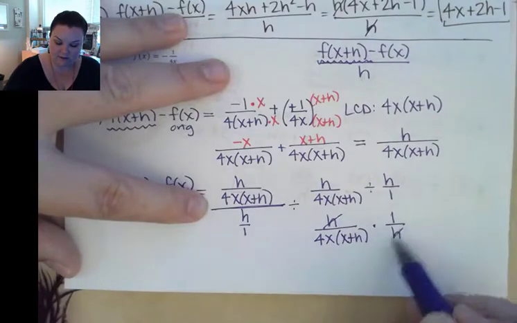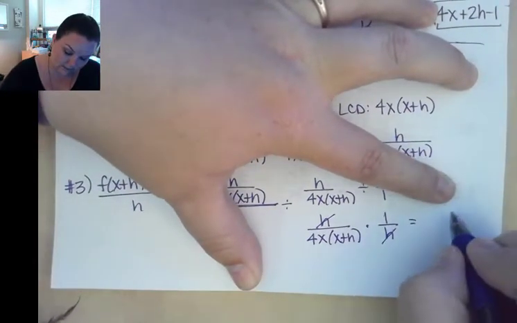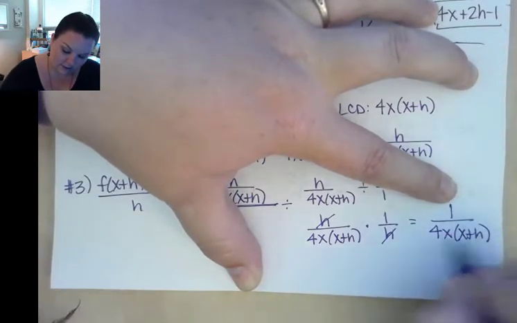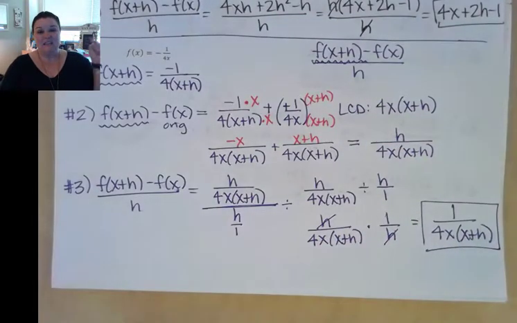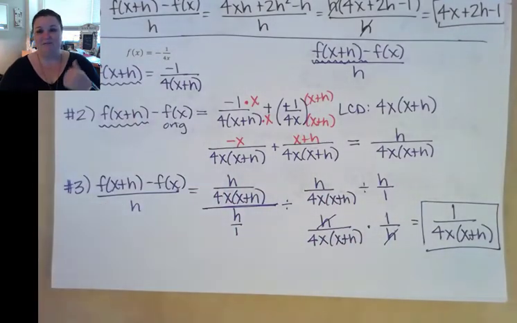And now I can go ahead and reduce my h's, and what I'm left with is 1 over 4x times the quantity x plus h. Okay? All right, so same process over and over and over. The simplifying may just look a little bit different if you have fractions versus polynomials.